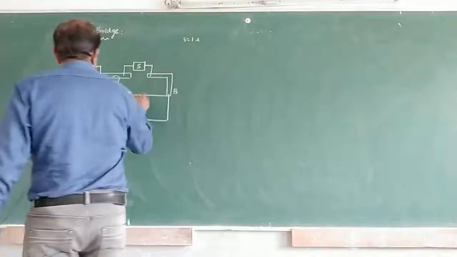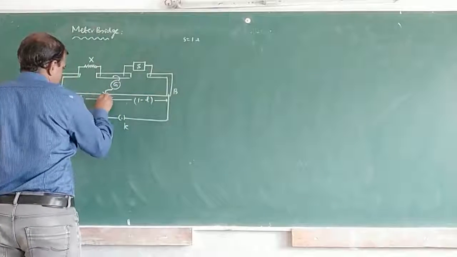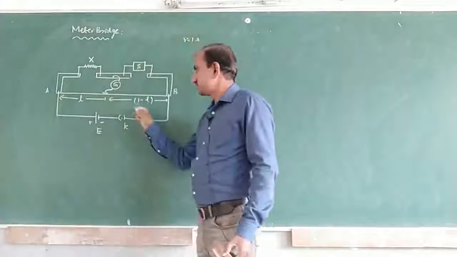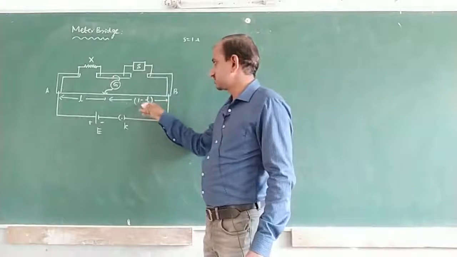This is L and this is 1 minus L. The whole wire is of length equal to 1 meter. So, therefore, the other part is 1 minus L.